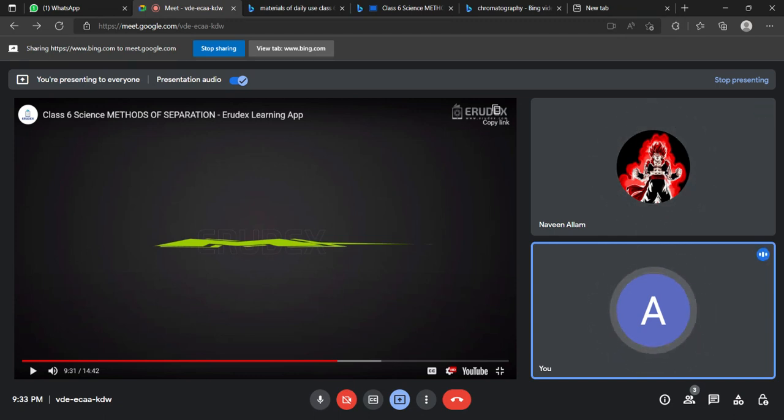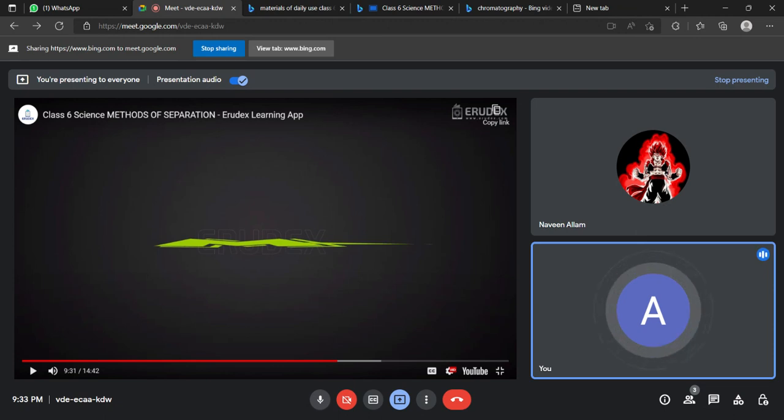But there are some substances, they will directly convert from solid to gas and gas to solid. There will not be any intermediate step in between. They won't be converting into liquid. Directly from solid to gas and gas to solid. There won't be any liquid state in the middle. So the process of conversion of solid into gas directly without converting into liquid is known as sublimation.